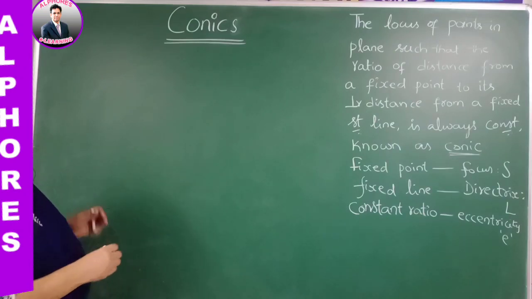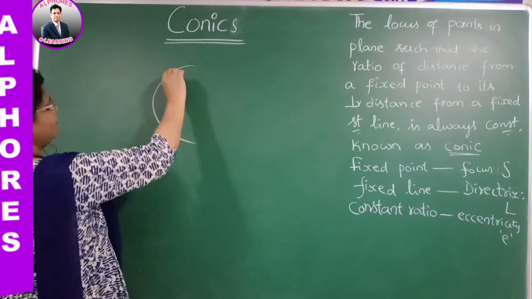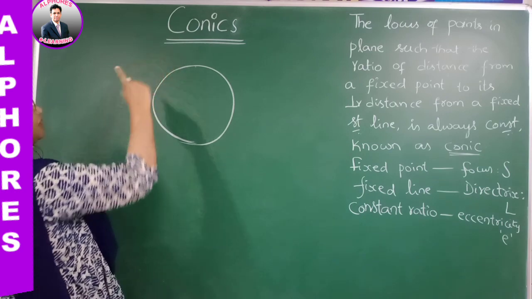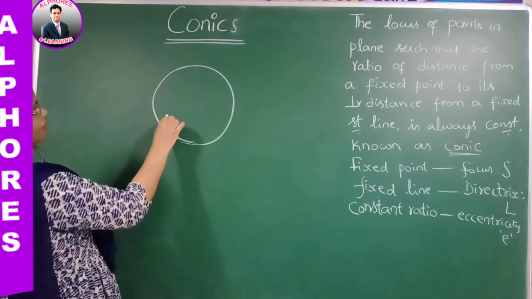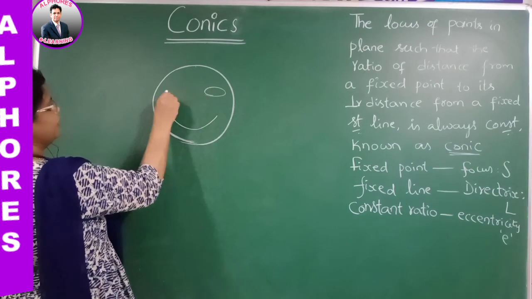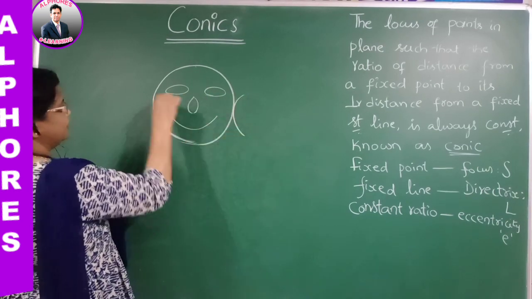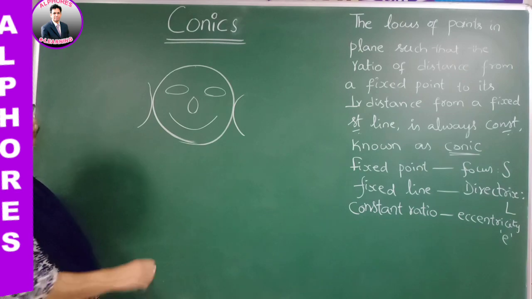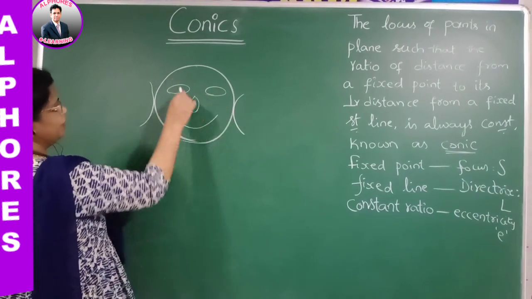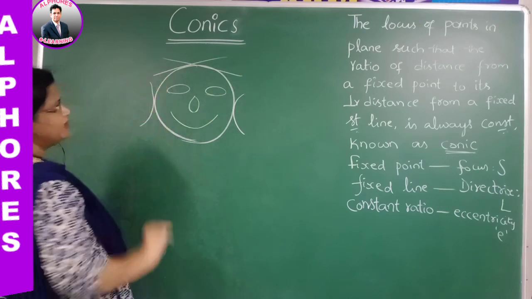So far you have done circles, and after that we have to go for conics. Conics means it involves the circle also, and after the circle we are going to discuss the parabola, ellipse, and next one, the hyperbola. So conics means nothing but a circle, parabola, ellipse, hyperbola. Not only these, even a pair of straight lines also.